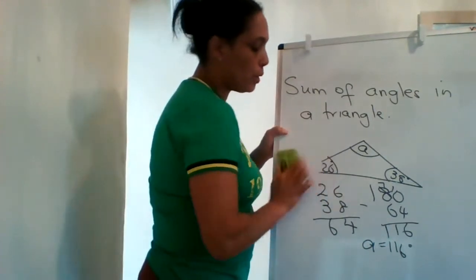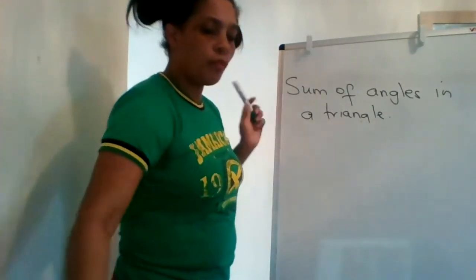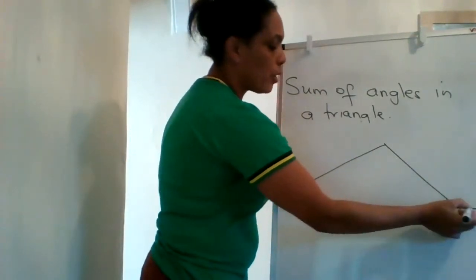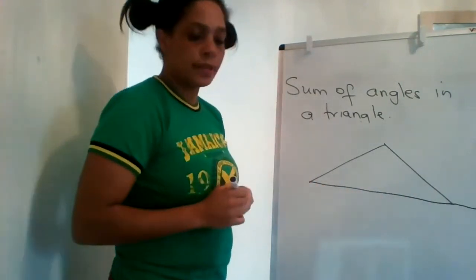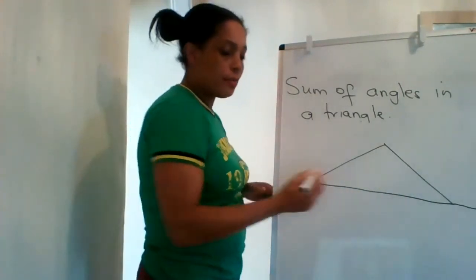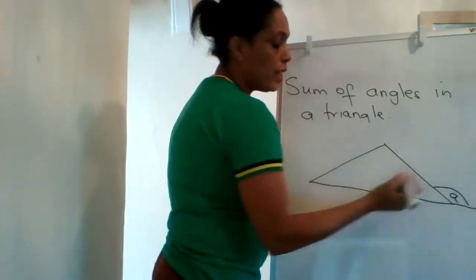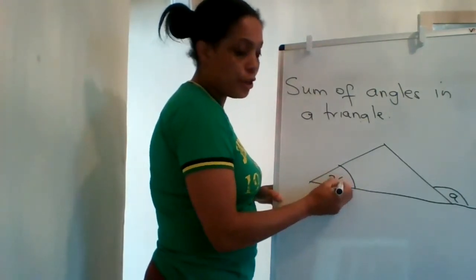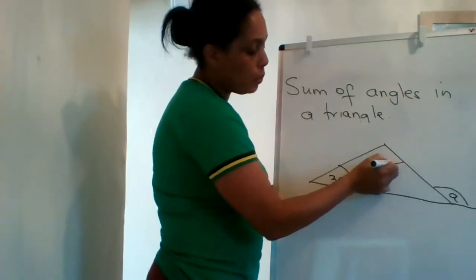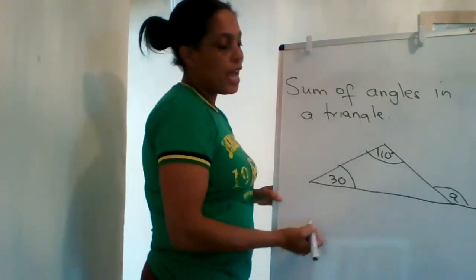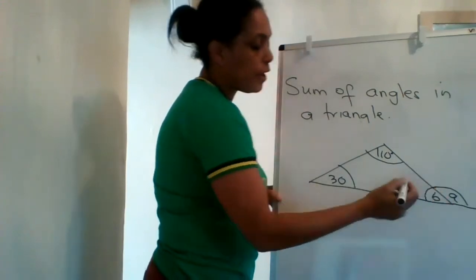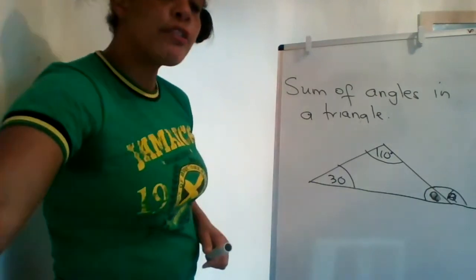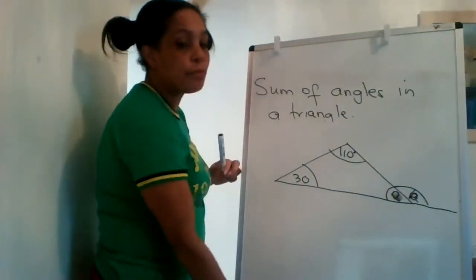Okay, let's look at another one. Let's look at where we have a triangle looking like that. Now this time I want you to find A. I'm giving you that this one here is 30 degrees, and this one here is 110 degrees. I need you to find A, and I need you to find B. Let's call this one A first, and call that one B.